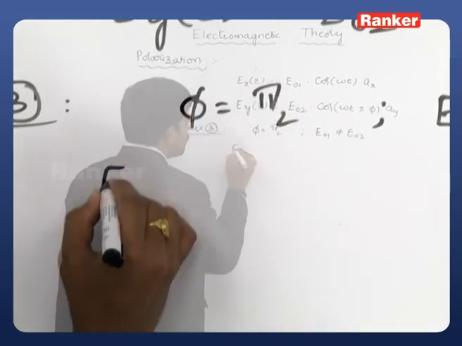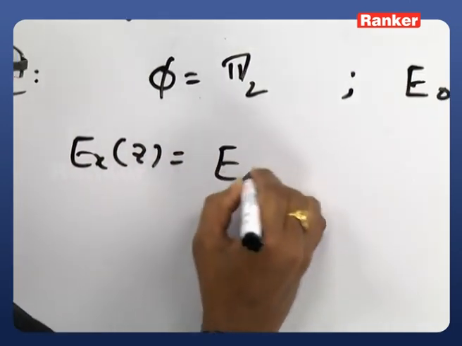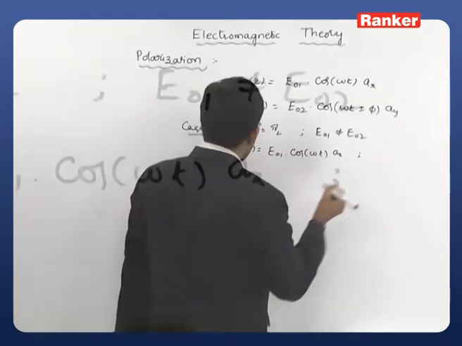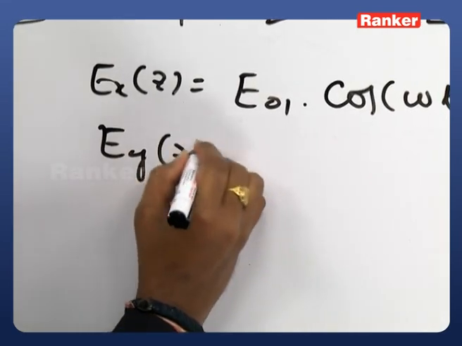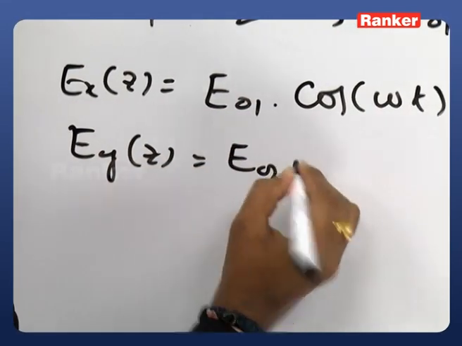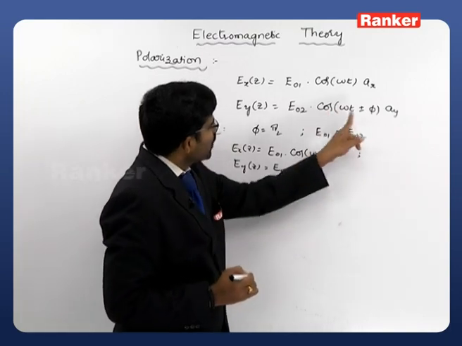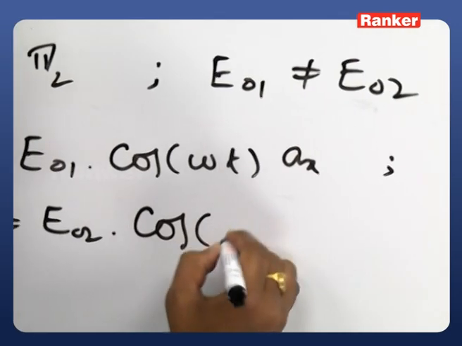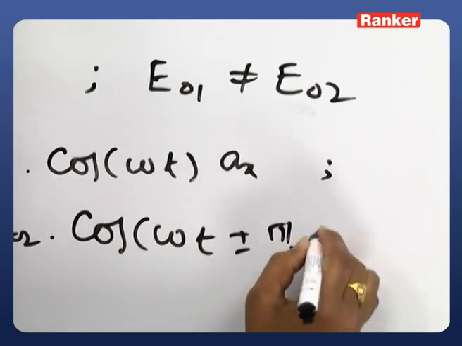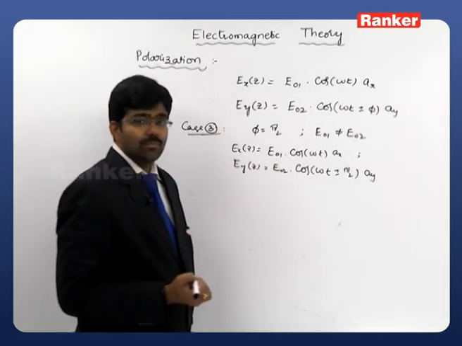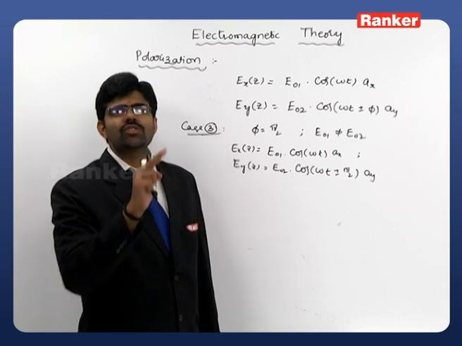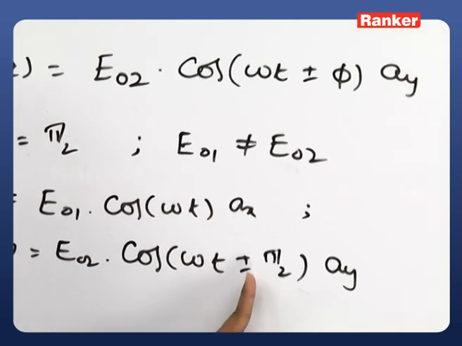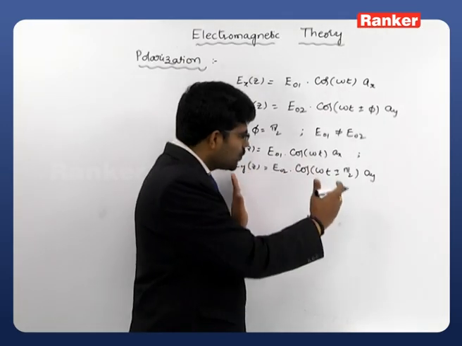Then try to obtain the equivalent equations. What is Ex of z in this case? As before, it is E01 cos omega t Ax. And what is Ey of z? It is E02 as the amplitude, and instead of phi I substitute pi by 2, so this can be written as E02 cos of omega t plus or minus pi by 2 Ay. But here we get two more sub cases: what happens if it is plus pi by 2, and what happens if it is minus pi by 2. I will explain them individually.